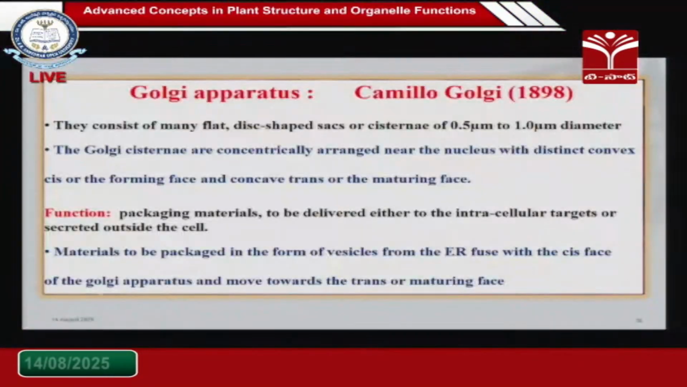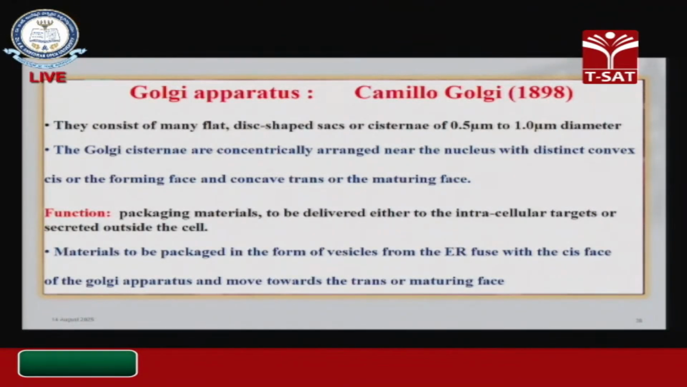Kumar sir already asked about another cell organelle, the Golgi apparatus. The Golgi apparatus is also a most important cell organelle. It was discovered by Camillo Golgi in 1898. Its most important function is packaging material to be delivered either to intracellular targets or secreted outside of the cell.